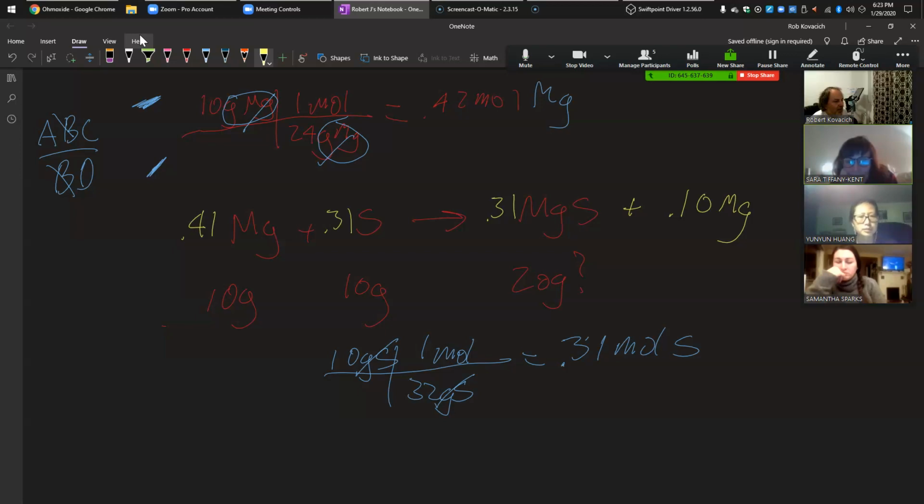Do we see that? Yeah, we can't add more to it. I can't add more S's to the Mg's because I don't have any more. All of them have been turned into MgS. So what do I have left in my container? I have these 31 MgS's and 10 magnesiums left over. So the 10 magnesiums won't stick to the MgS's.